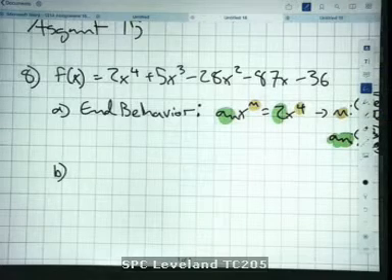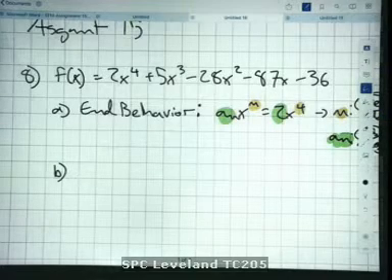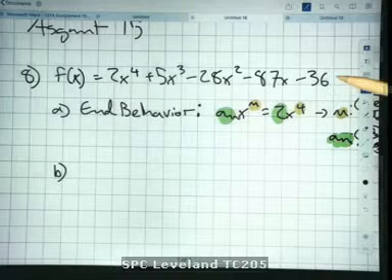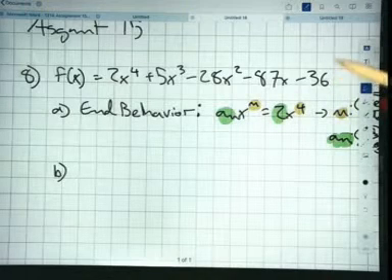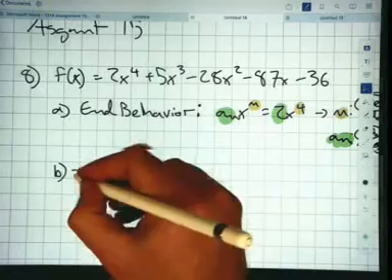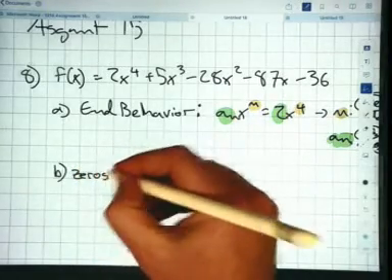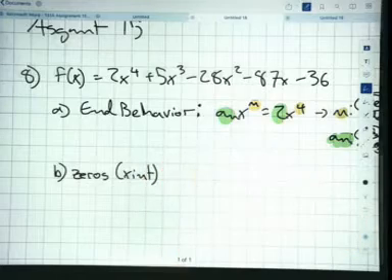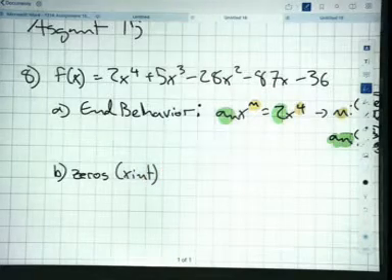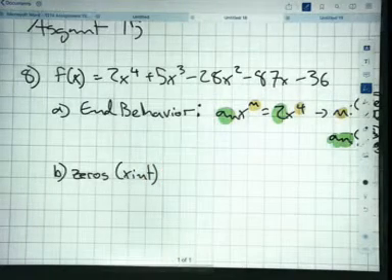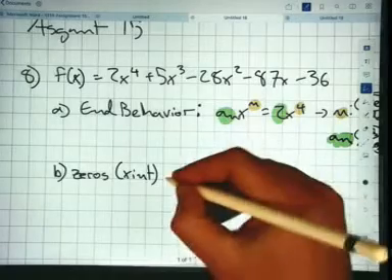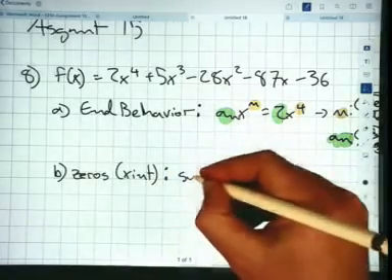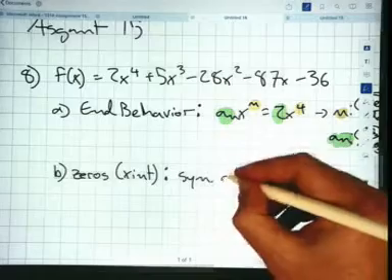What I was talking about was, the reason I was talking about factoring was because we want to find the zeros. Another idea for zeros are those x-intercepts. So I can't factor this polynomial. So to find those zeros, we're going to use synthetic division.